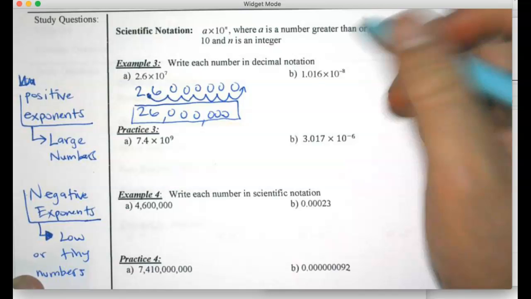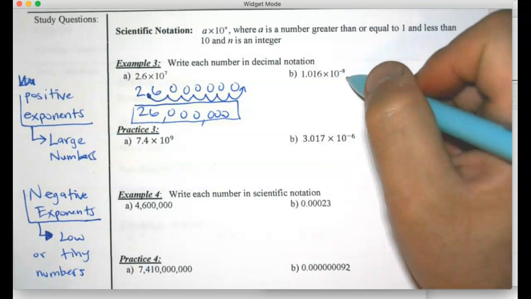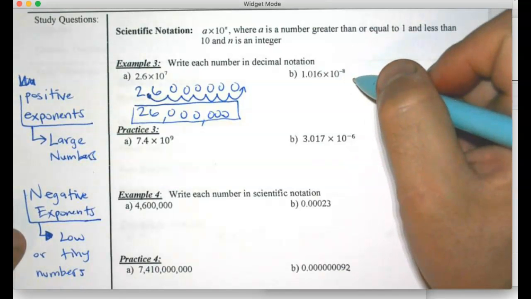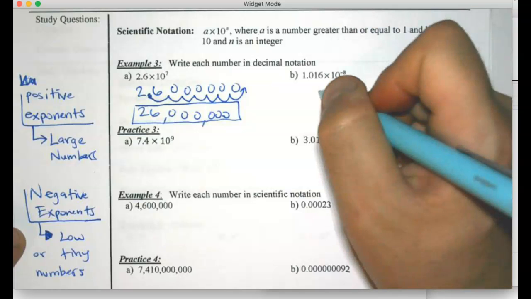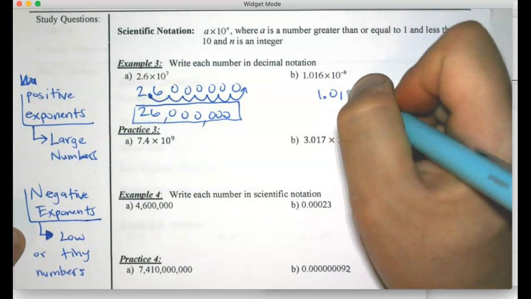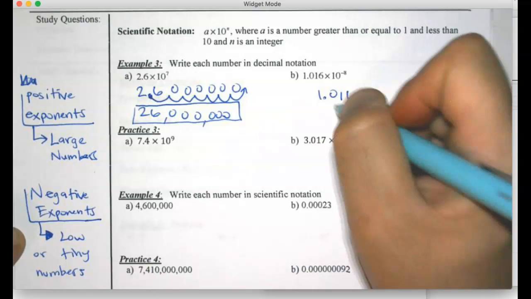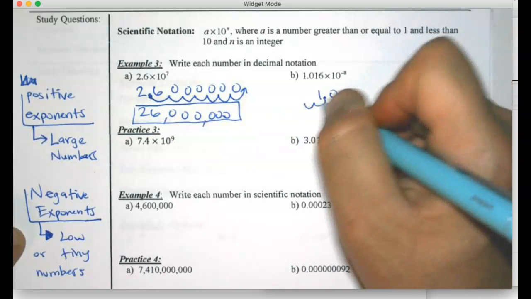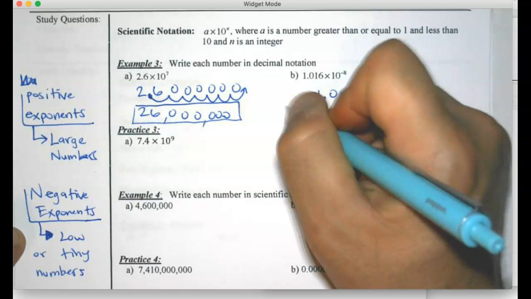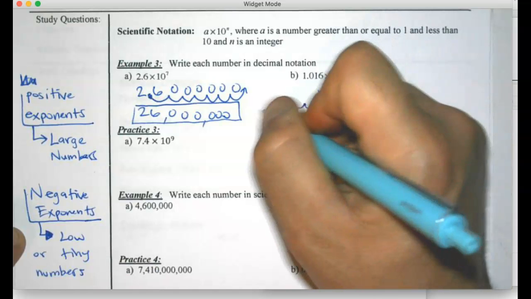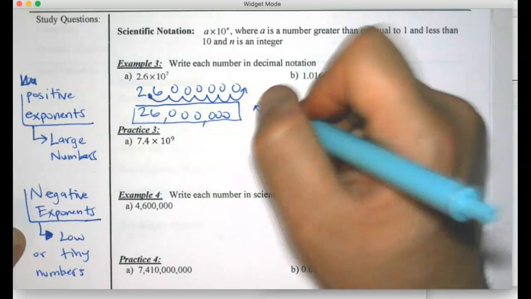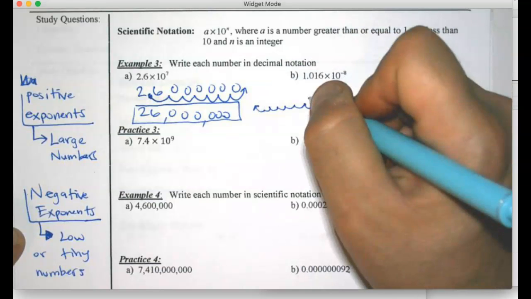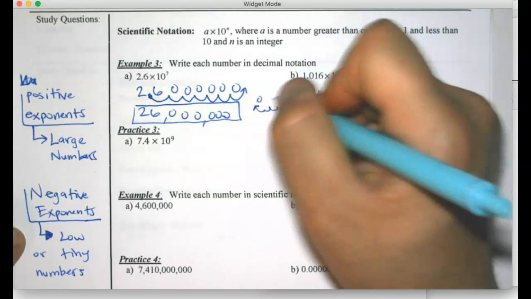This next one, it's times 10 to the -8th. Remember I said negative exponents will result in tiny numbers, meaning that 1.016's decimal moves 8 spaces, but left. So 1, 2, 3, 4, 5, 6, 7, 8. And all those spaces I just moved get filled in with zeros.